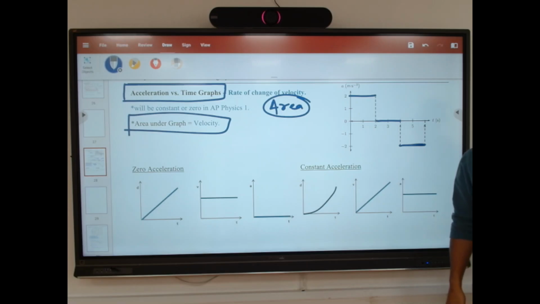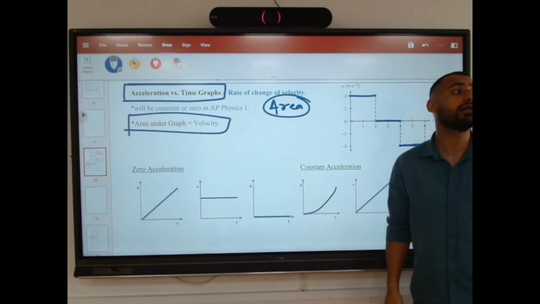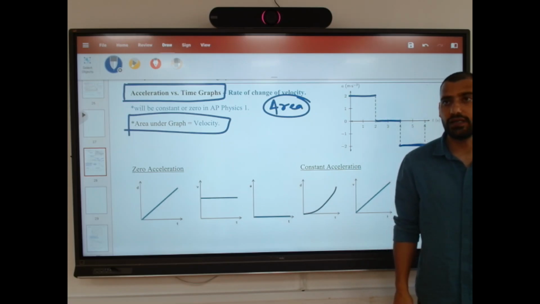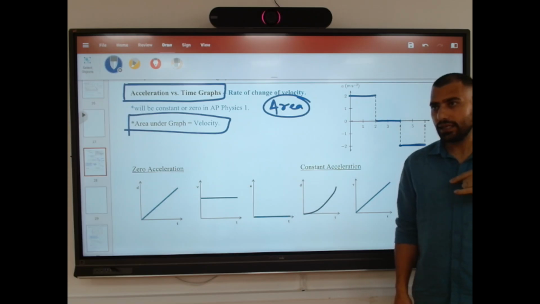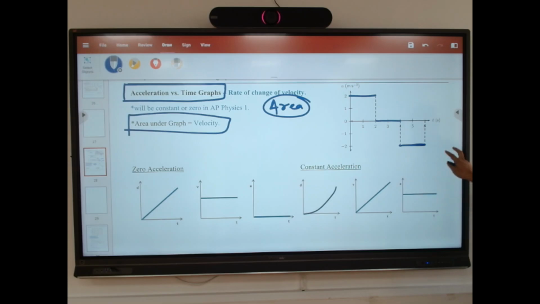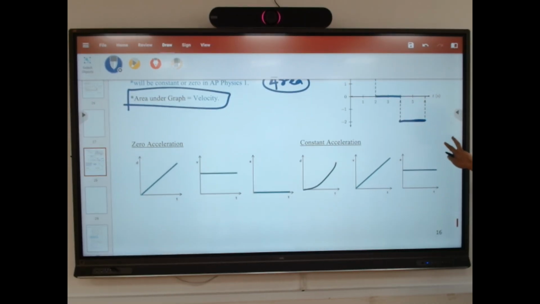Two possibilities. Either the body is at rest or the velocity is constant. Is that clear? What about this? Acceleration is negative. Negative acceleration means retardation. So that means the velocity is decreasing, but at a constant rate. Clear?